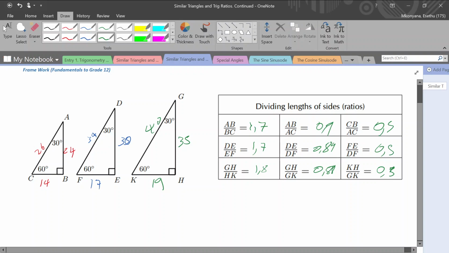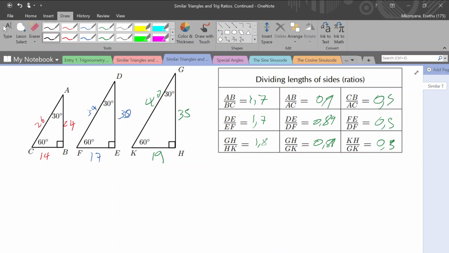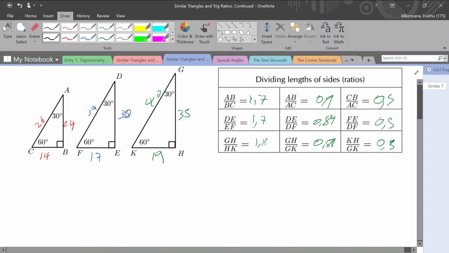Now you'll notice something we spoke about when we discussed similar triangles. We said these triangles are similar and have a special trait. When you divide AB by BC, that should be equal to DF divided by EF, which is also equal to GH divided by HK. You can see here that that is the case. Look at this.